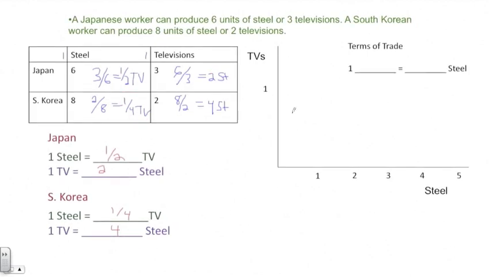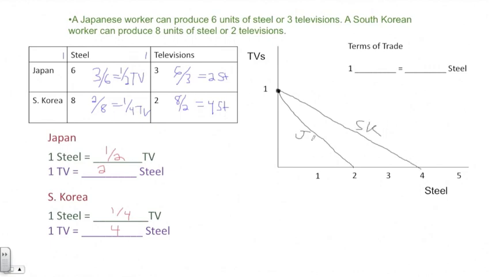Now, a little trick that I like to use is to put these numbers on what I call a per unit opportunity cost PPF. So I'll take and bullet point one TV on the y-axis, and on the x-axis will be the cost. So one TV will cost Japan 2 steel. One TV will cost South Korea 4 steel.